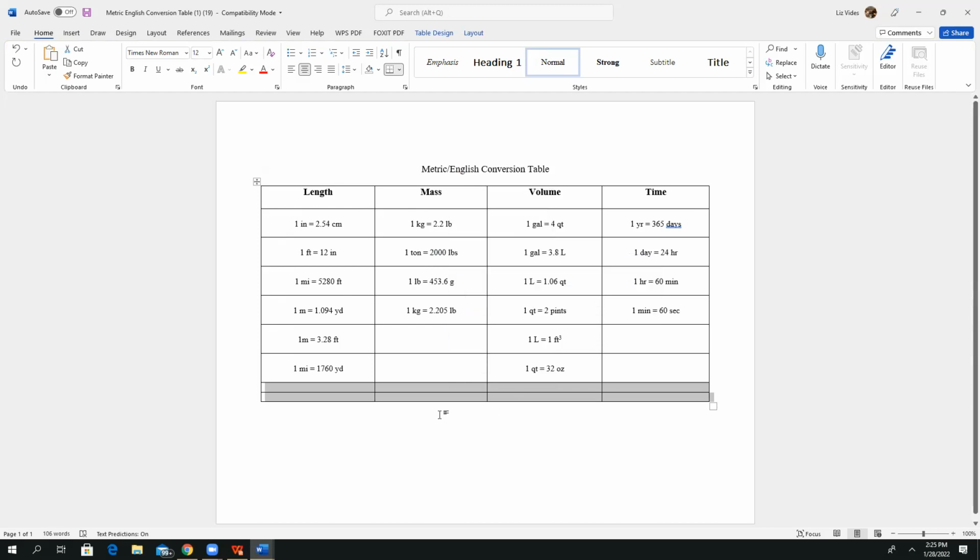Okay, and there we go. So we're going to say volume. We're going to add this one. Remember, it was 1 centimeter cube. Sorry, 1 centimeter cube is equal to 1 milliliter.